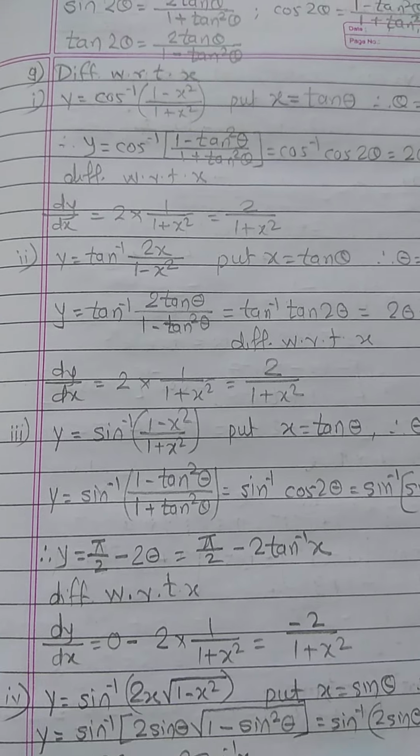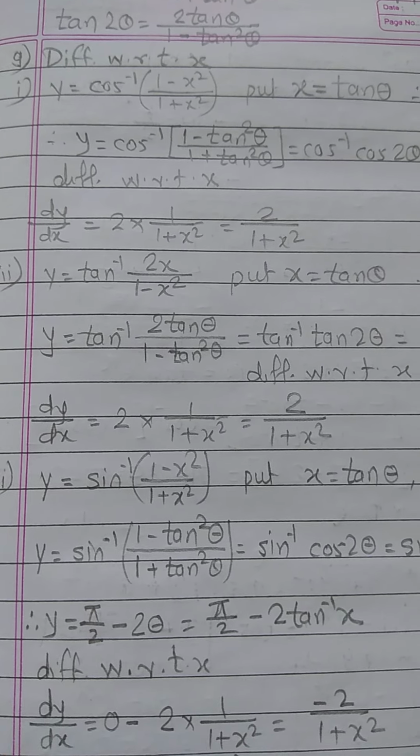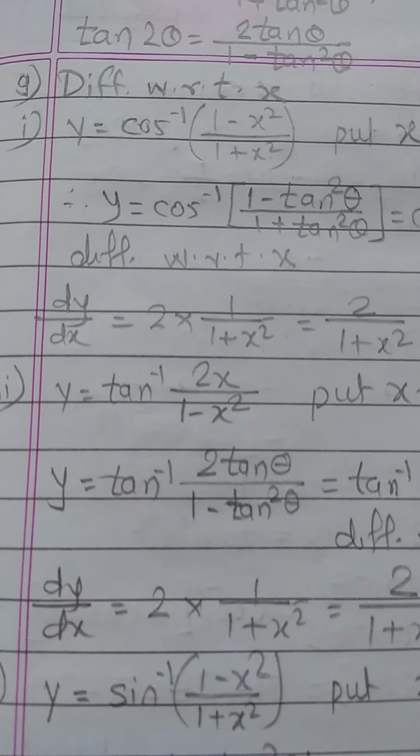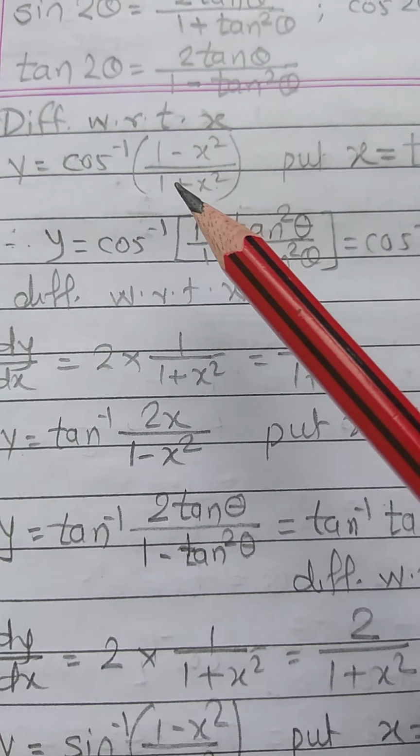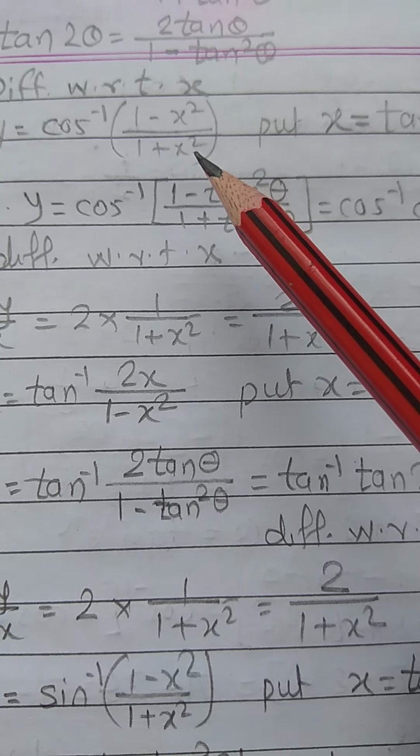Now question number 9. Differentiate with respect to x. y is equal to cos inverse of (1 minus x square) upon (1 plus x square).